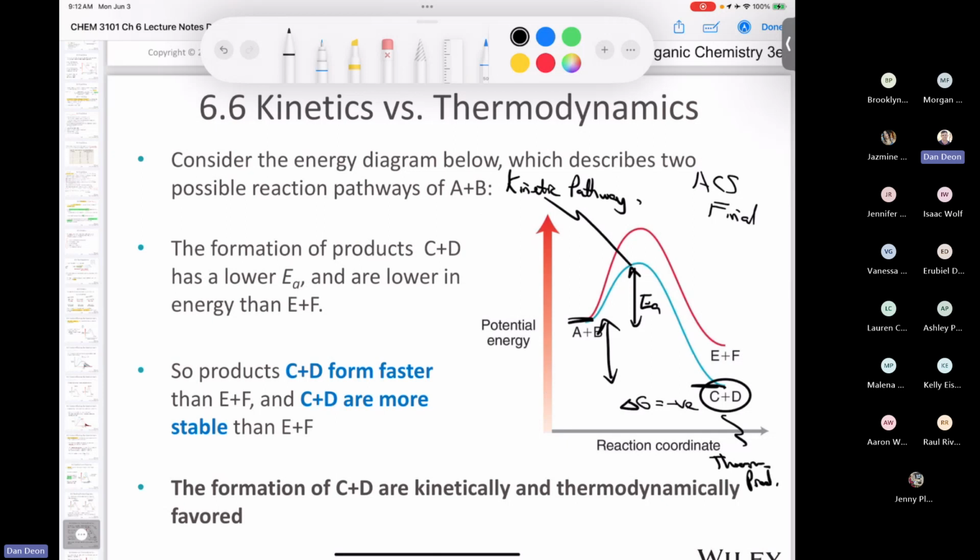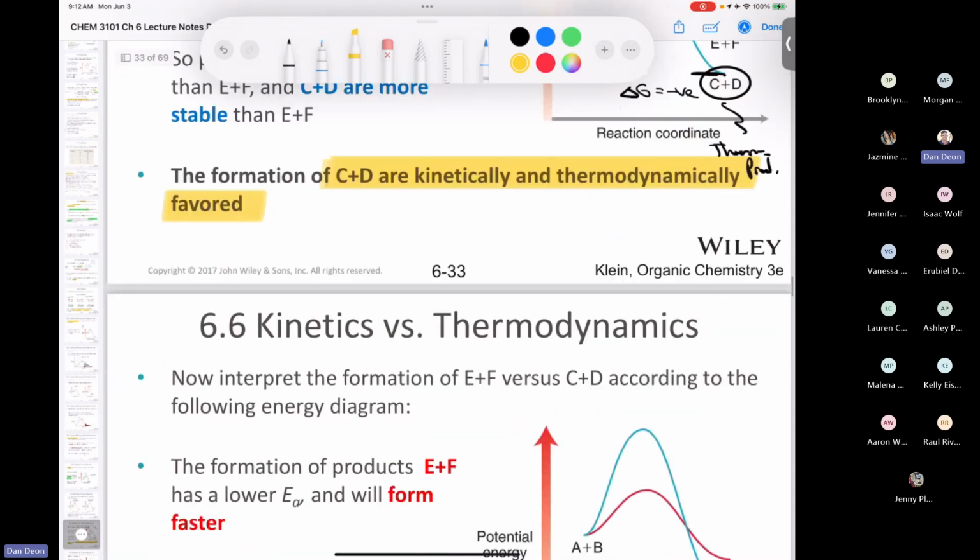So sometimes students will think, well, if the reaction's fast, maybe the products won't be stable. No, the blue pathway, not only is it giving you the most stable product, it's a double whammy. It's much better, right? It's faster and it gives you something that's more stable, okay? So the formation of C and D in this specific case, it's just an example on a slide, are both the kinetically and thermodynamically favored products.